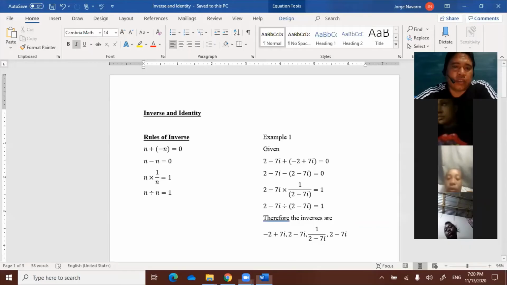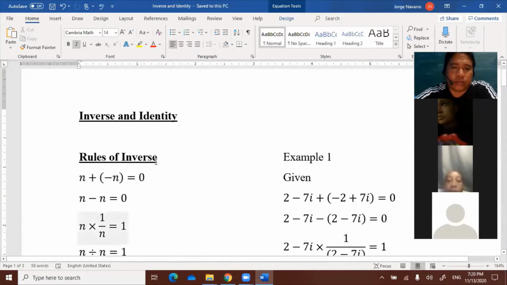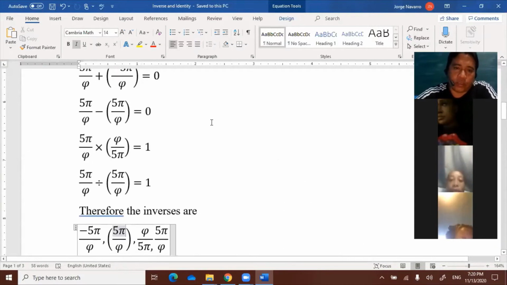Continue with what we've been doing. Let me share my screen. So we'll continue looking at the identity and inverse. And we'll start by looking at the laws, the rules, as we normally do.